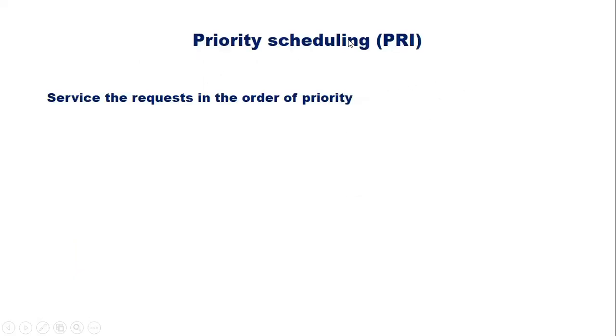So next one is the priority scheduling algorithm. Here, the algorithm services the requests in the order of the priority. So higher priority requests will be serviced first, then the lower priority requests.